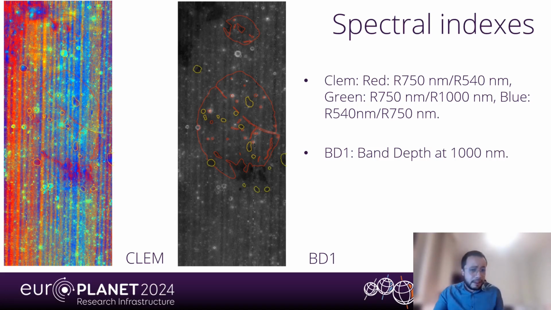We also have the band depth number 1. This is an example of a band that allows us to see the difference in the main mineralogy of the location. So with places with a higher absorption, darker colors, we can see probably the location of olivines, pyroxenes, and clinopyroxenes.